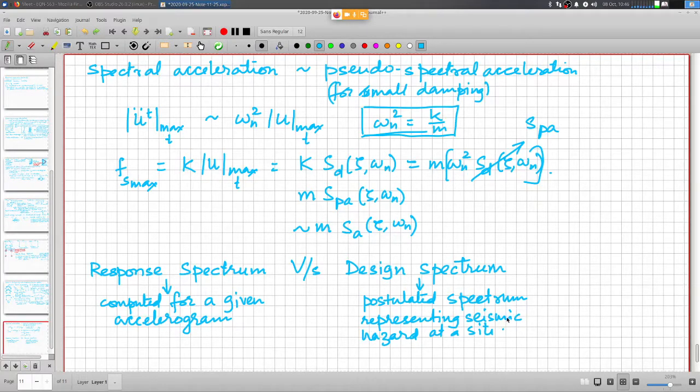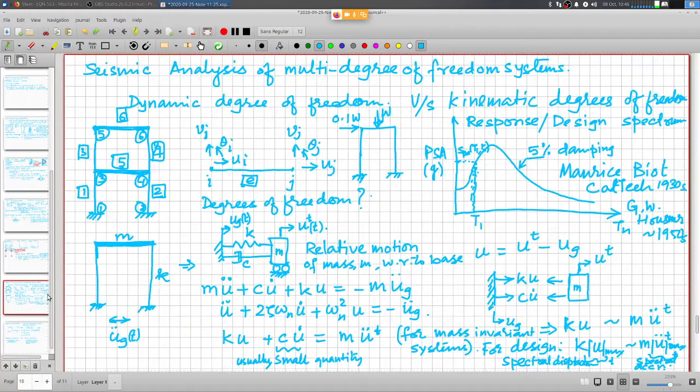So is this clear, the distinction between response spectrum and design spectrum? I have been using them interchangeably, but conceptually they are different, though in their usage they are used in the same fashion. They serve the same purpose, right? Namely, to find out what is the maximum response of the system, or this differential equation that we are trying to solve.